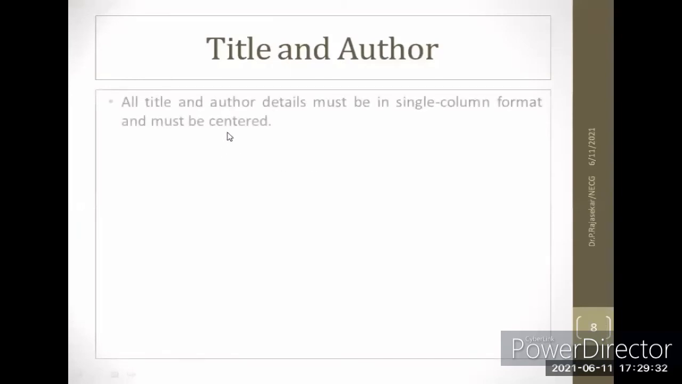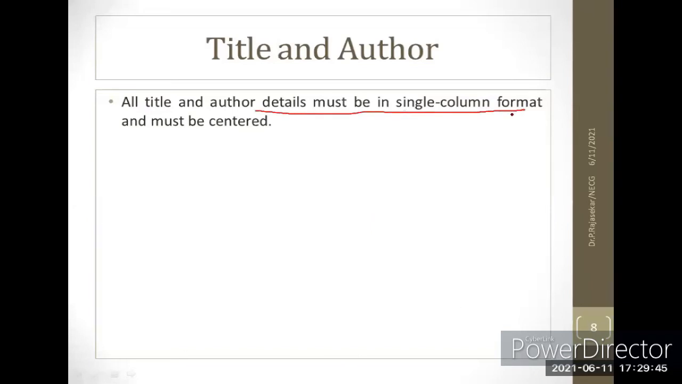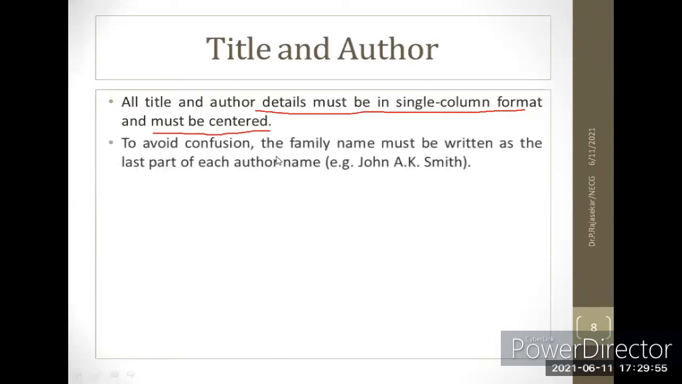So the title and all author details must be in a single column. Your content should be in a double column. So you have to take the single column format for the title and author details. As I have already shown, the details of the paper must be centered. That is important. Then your name, you can use your name normally. There is no issue.